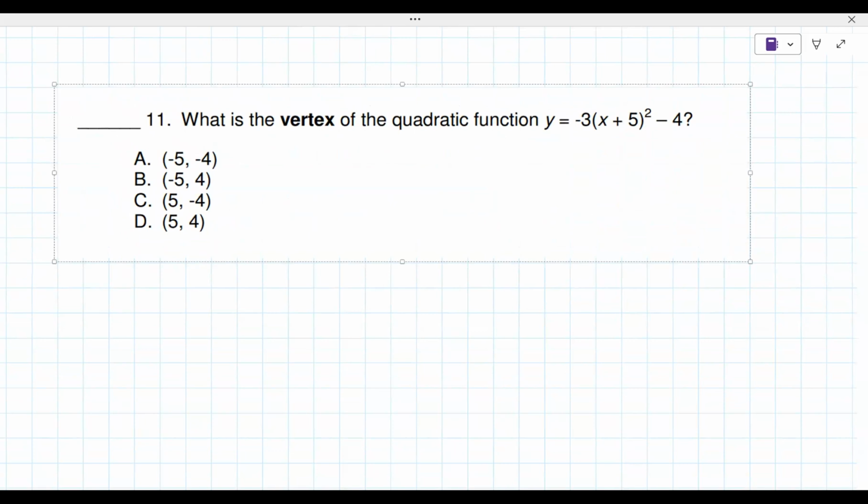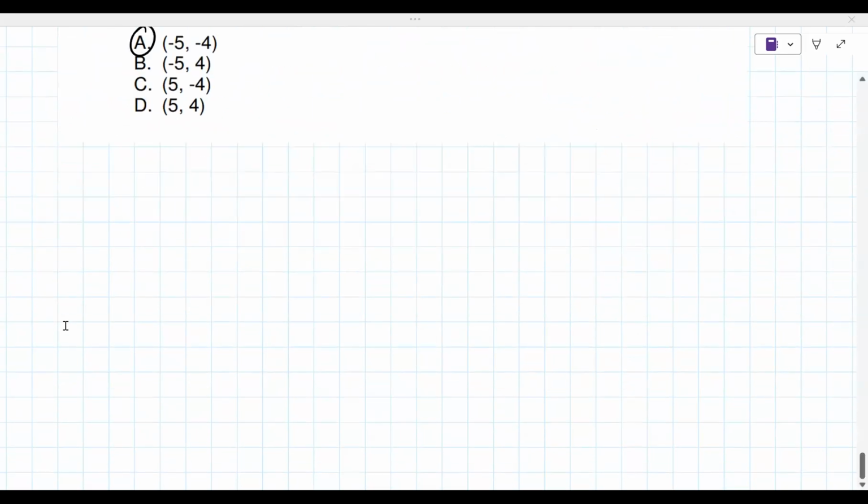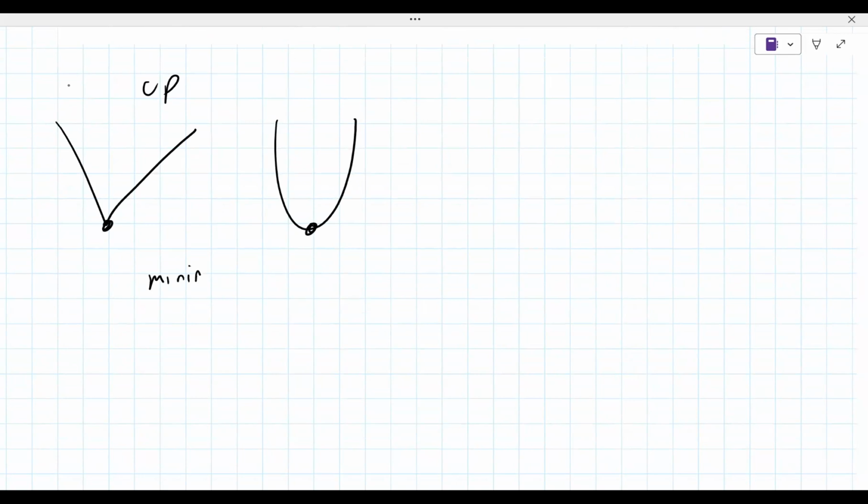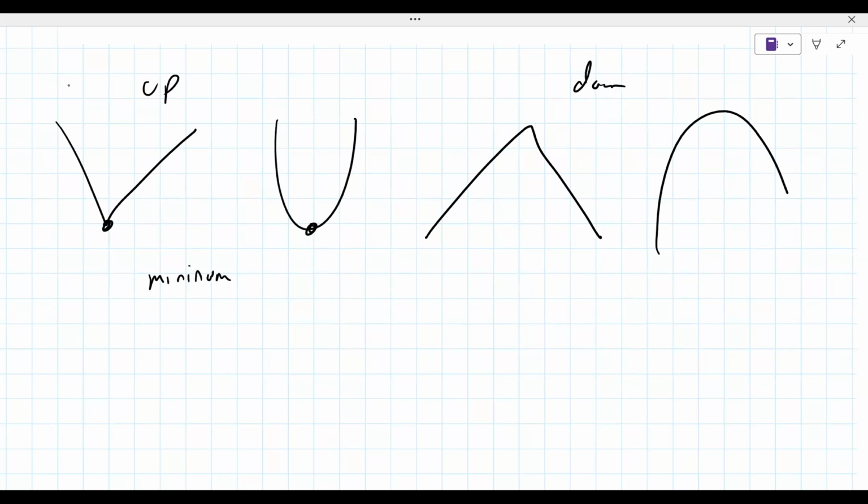Okay, so A. You're correct. A. Really good. Okay, now a little bit more information. If it opens up, so let's say it's an absolute value or quadratic and it opens up, these both have a minimum. If it opens down, these have a maximum. That might be worth putting down in your notes.